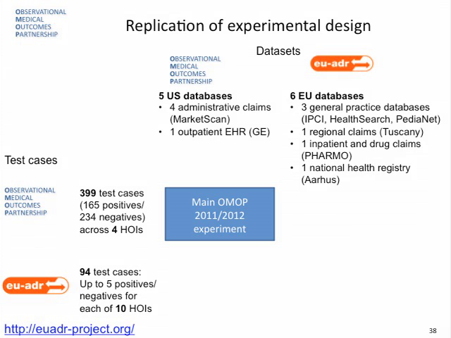But we're fortunate that EU-ADR, almost at the same time, was taking a very similar approach and had defined, on the bottom left, 94 test cases with up to 5 positives or negatives for each of 10 health outcomes of interest, done completely independently of the work that I just described, with their own standards and approaches for choosing those. And 6 databases from the European Union: 3 general practice databases, 1 regional claims database, some inpatient and drugs claim data, and 1 national health registry. And that work has been completed, and results are in press, and I think you'll find them very interesting when you get a chance to review them.